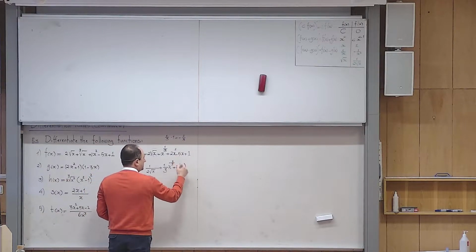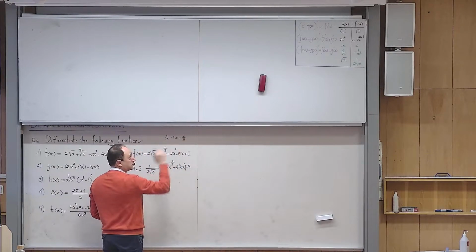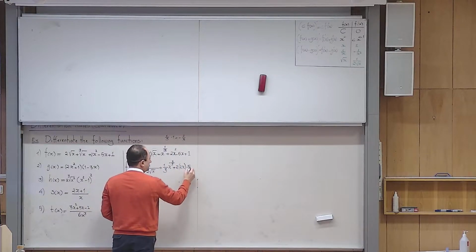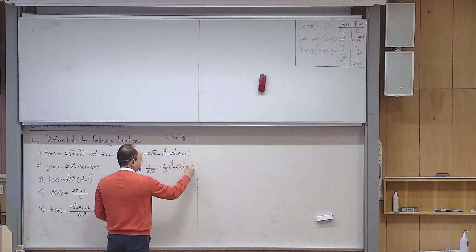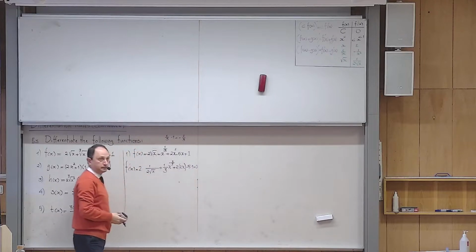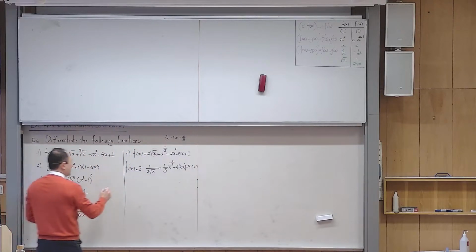And here, the multiplicative constant, I keep it. The derivative of x is in that table, so it is 1. And do not write it, or if you want, you can write multiplied by 1, and the derivative of 1 is 0. And then try to simplify it a little bit.